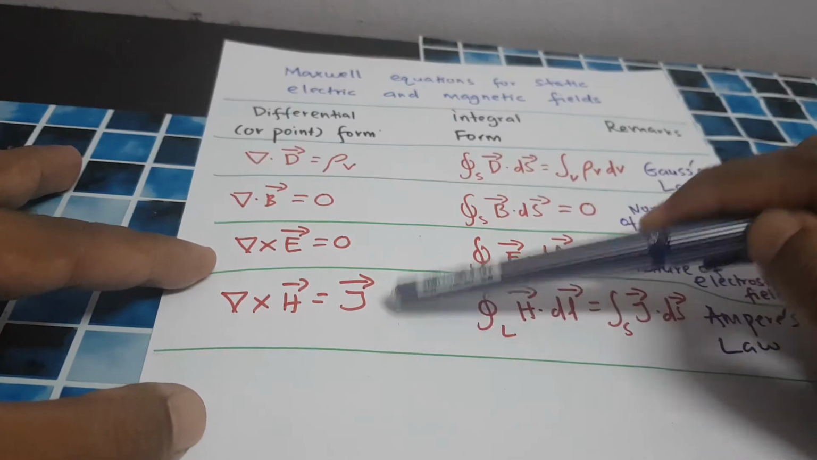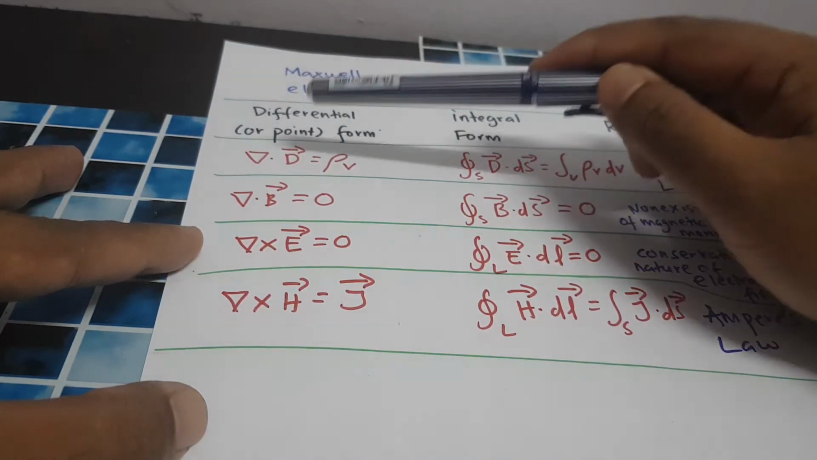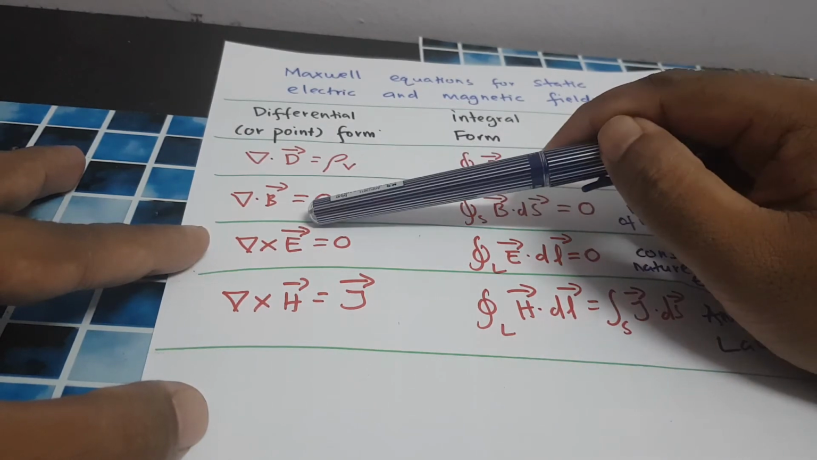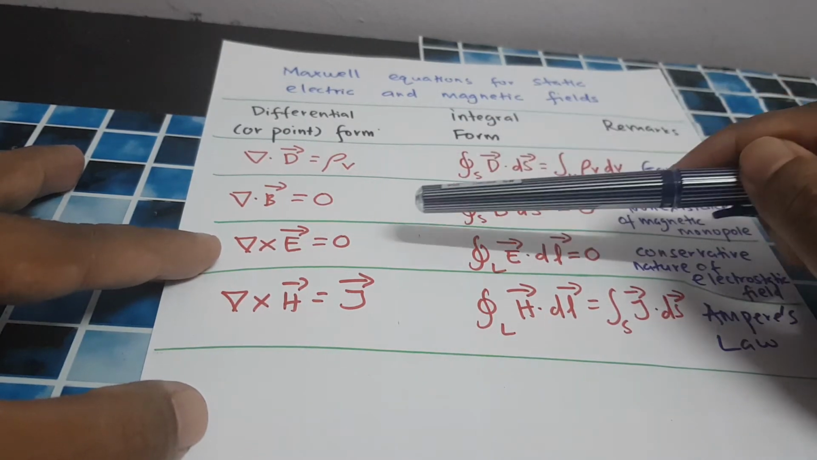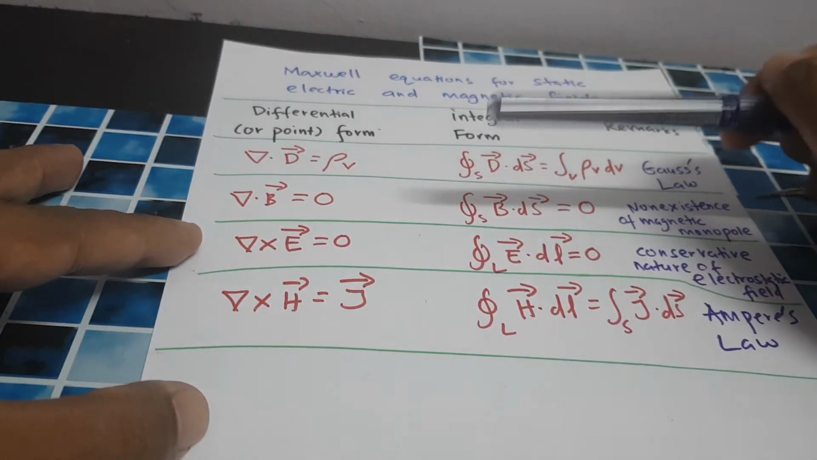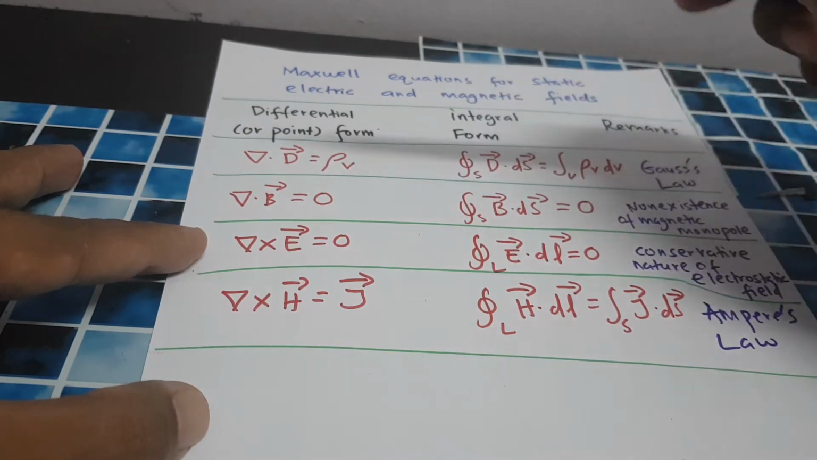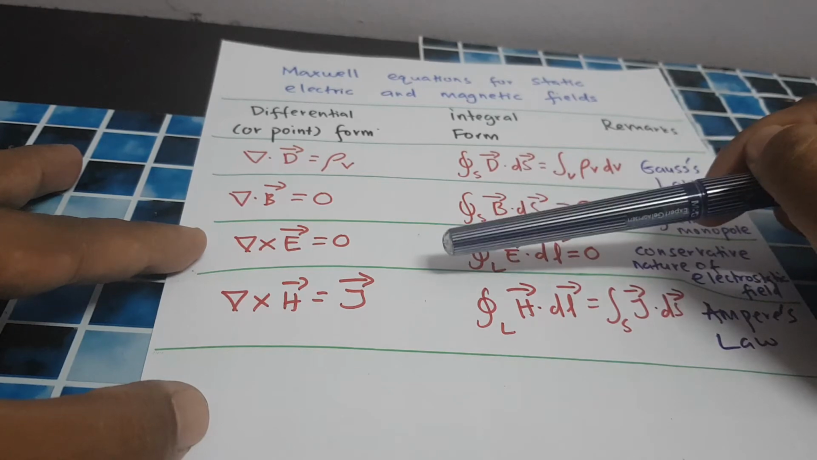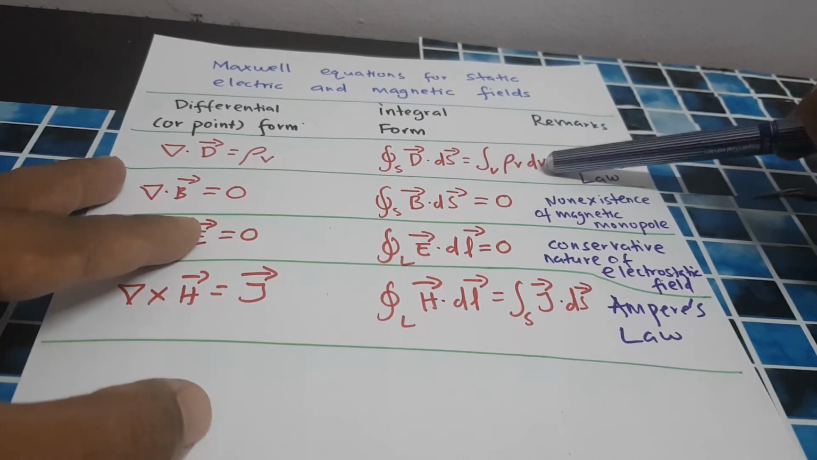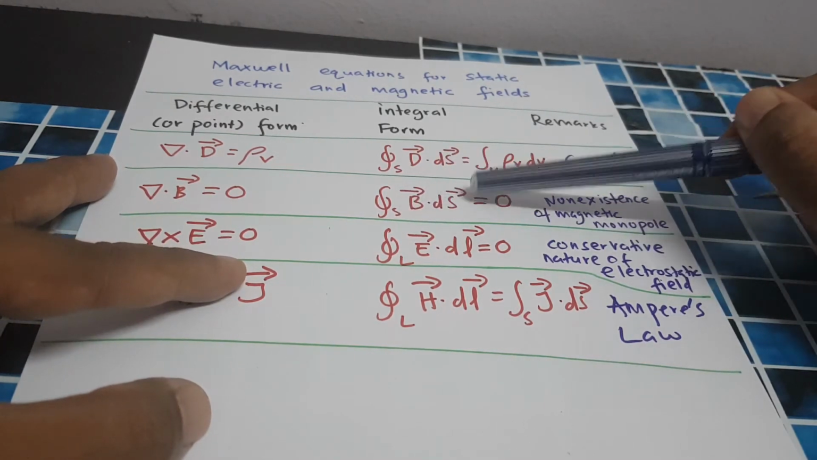This is the differential form. Differential form means the divergence: divergence of D equals the charge density rho v, and divergence of B equals 0. How about the curl? The curl of E equals 0, the curl of H equals J. This means that the divergence for electrostatics produces the charge density, but the curl for magnetostatics produces the current density. For the integral form, the integral of D dot dS equals the integral over volume of rho v dv, and this is called Gauss's law. And the integral over the closed path of B dot dS equals 0.